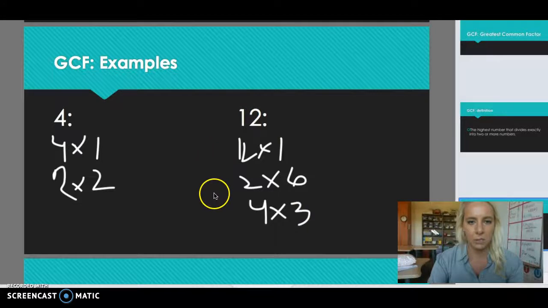So I want to see what the greatest common factor between these two numbers would be. Looking at both the factors, they both contain 4, which would be the GCF, or greatest common factor.